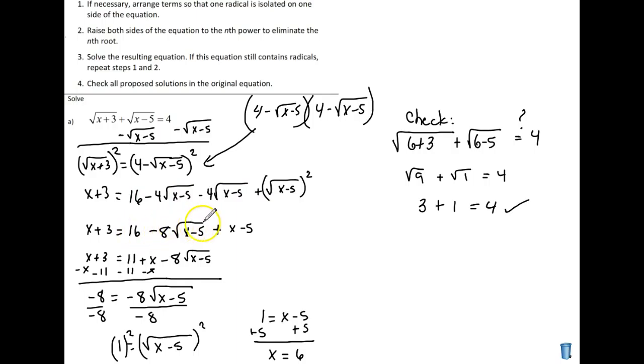So that gave us another radical. When we simplify and we isolate it, we get it down here. Now we can square again to get rid of that radical, and we are good to go. Don't forget to check your answer every time when you are solving radical equations.